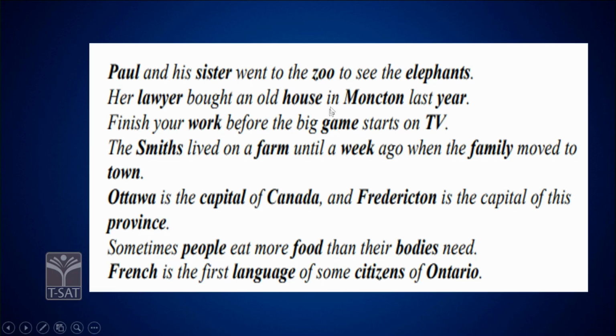Now, you see other sentences which have several nouns. Paul and his sister went to the zoo to see the elephants. Now, you see the bold words are considered to be nouns because they signify the name of a person, name of people, or name of a place, or name of a thing. Paul, sister, zoo, elephants. Her lawyer bought an old house in Moncton last year. Lawyer, house, Moncton, year. These are the nouns.